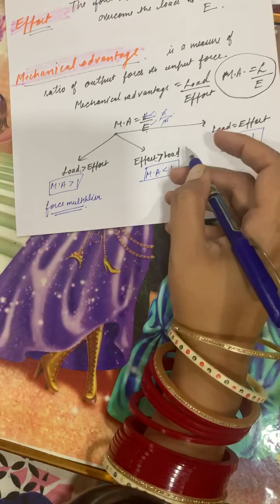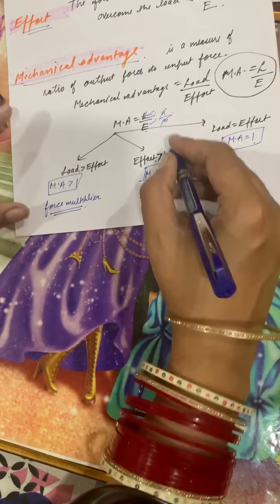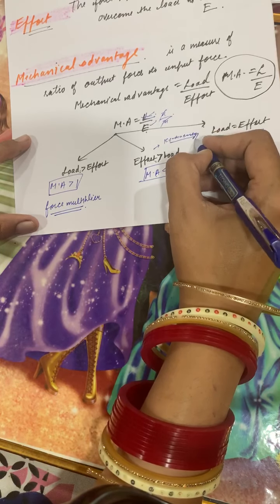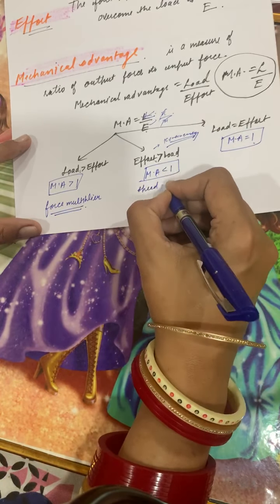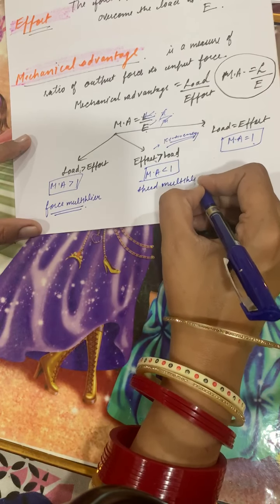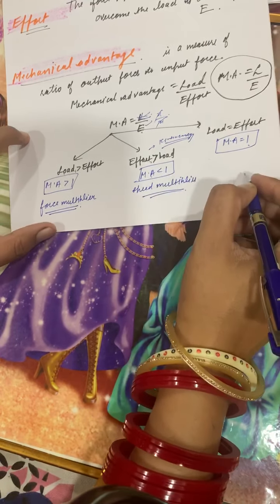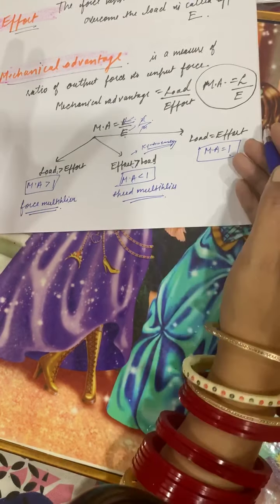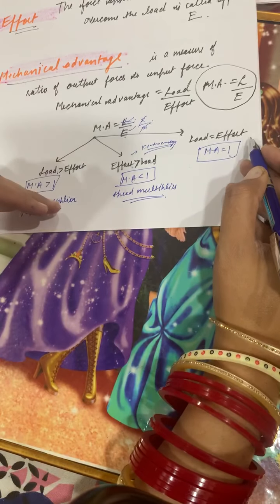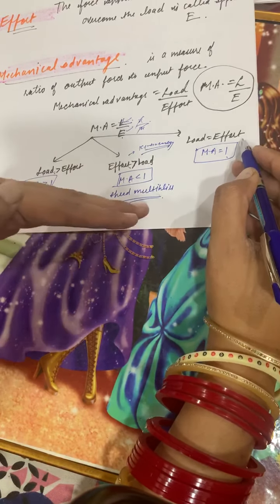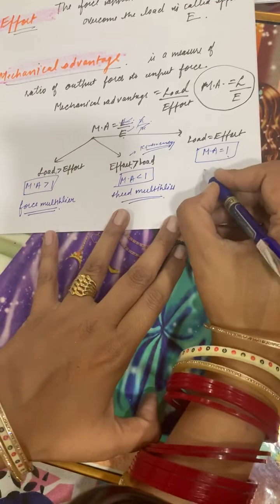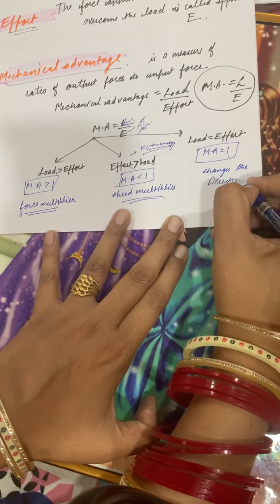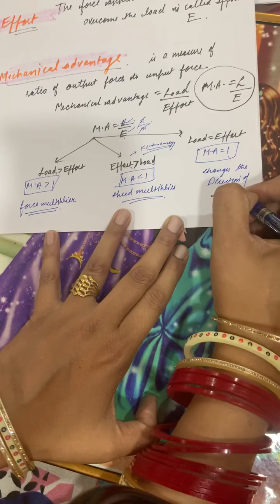Now if the effort is more as compared to the load, the force that we applied gets converted into kinetic energy, and the displacement of the load is more. Such machines act as a speed multiplier. And if load is equal to effort, the machine is not a force multiplier and not a speed multiplier. It just changes the direction of effort applied.